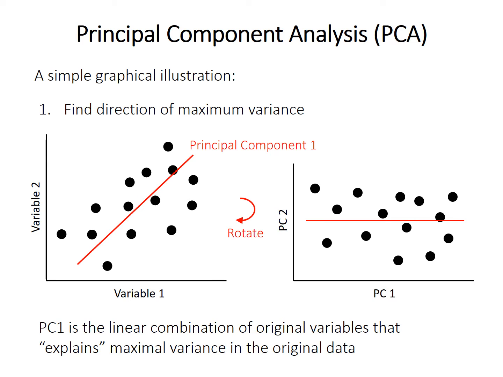I'm showing a two-dimensional example here for simplicity. That axis is called principal component 1. It's a linear combination of our original variables that explains the maximum amount of variance in the multivariate space. So the points are then rotated such that PC1 becomes the horizontal axis.